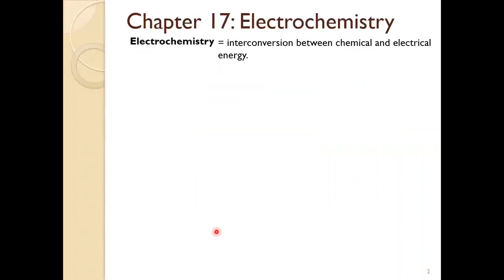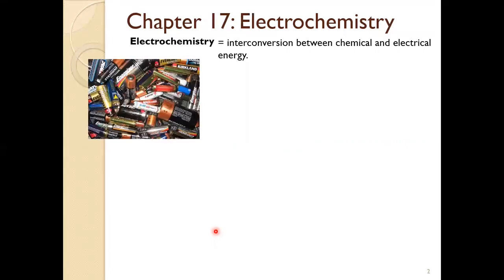So electrochemistry is the field of chemistry interested in the interconversion between chemical energy and electrical energy, converting between those two types of energy. And electrochemistry is very important. Electrochemistry is the kind of chemistry that powers all of our batteries. Imagine what our life would be like if we didn't have a portable source of energy in these batteries.